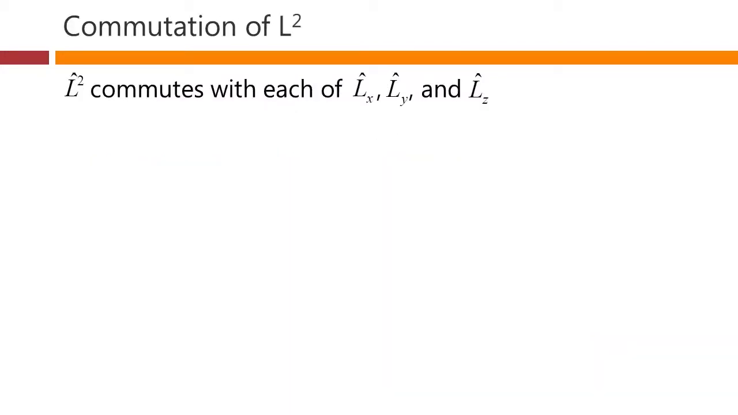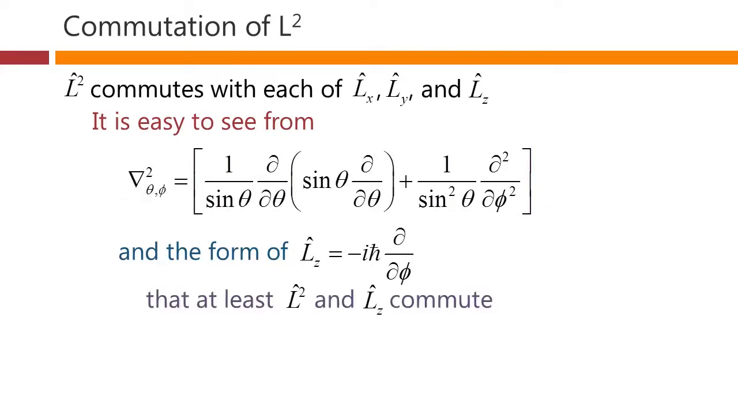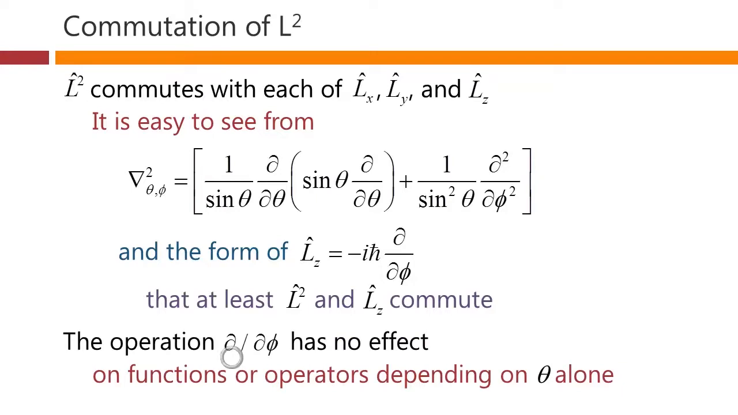Now, L squared commutes with each of these operators, Lx, Ly, and Lz. And it's easy to see, for example, from this form that we have here, that we are going to be able to commute this operator with the Lz operator, because the d by d phi in here does nothing at all to this part, and d by d phi, of course, commutes with d2 by d phi squared. So this operator will commute with the entire del squared theta phi operator. So we can see, at least, that L squared and Lz commute with one another.